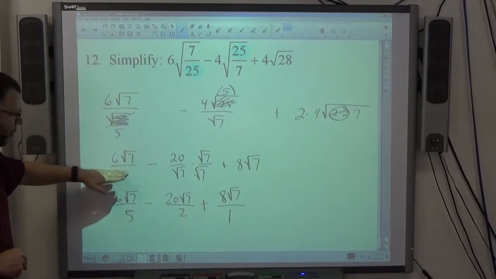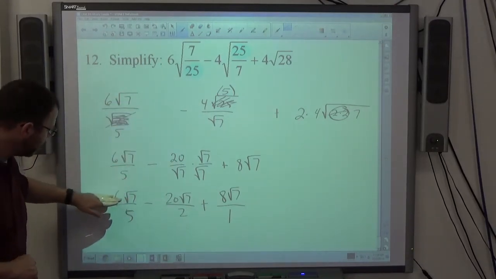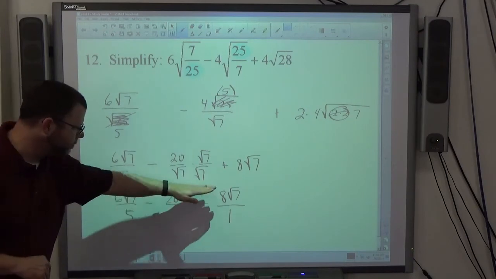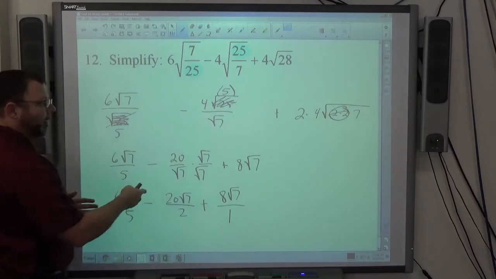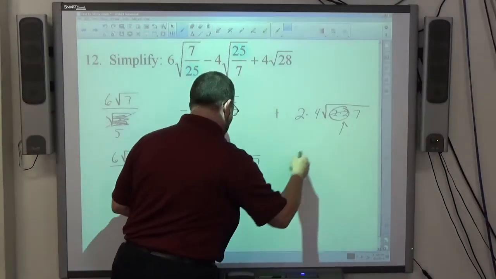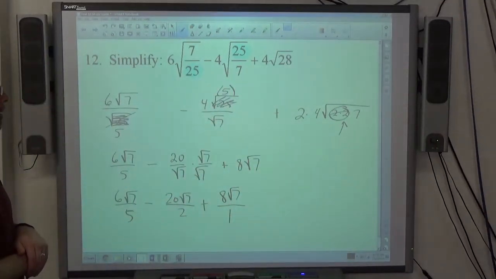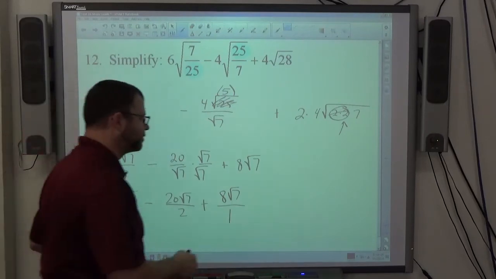My overall goal before I start adding and subtracting is everything is something over a whole number, and these radicals should all match. So if they don't match, know that the same thing I did here would happen on the bigger numbers over here, but again, you're just making things way too complicated if you go that route.